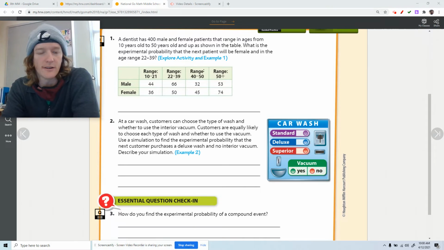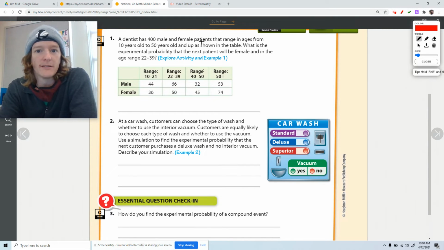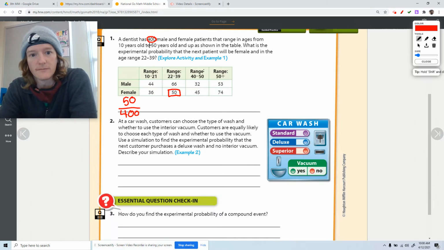Number 1. A dentist has 400 male and female patients that range in ages from 10 to 50 years old and up, as shown in the table. So we've got a total of 400. We're not going to have to even add these. They told us already it's 400. Okay. What is the experimental probability that the next patient will be female and in the age range of 20 to 39? So we have 50 total females from 20 to 39 out of 400 people. They already told us that.